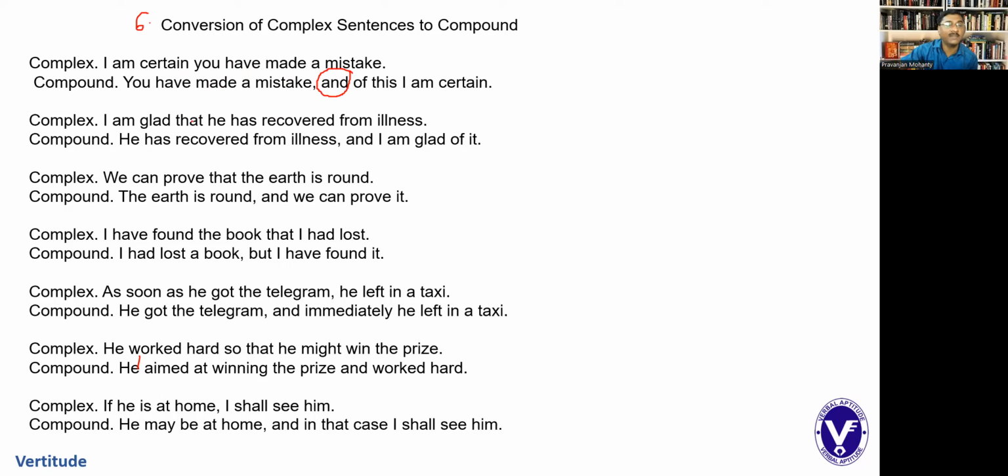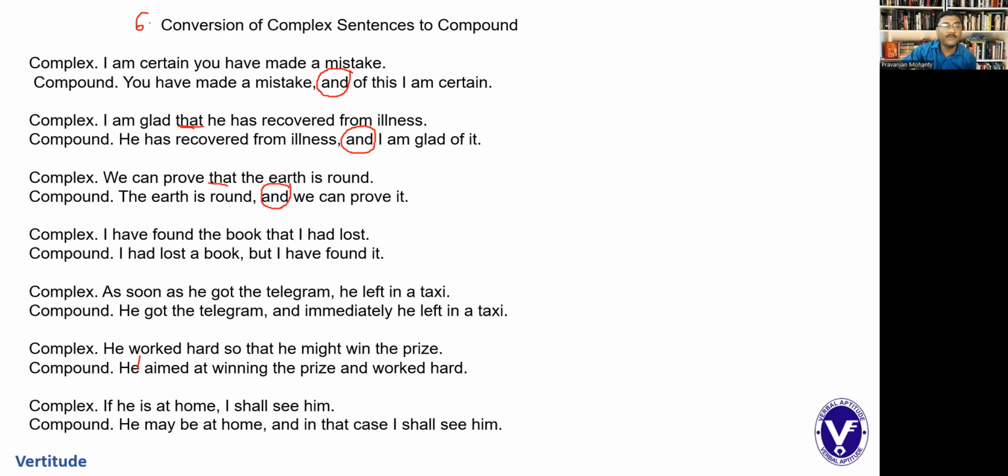I'm glad that he has recovered from the illness. I'm glad that, this is complex, no? That he has recovered. He has recovered from illness and I am glad of it. We can prove that the earth is round. The earth is round and we can prove it.